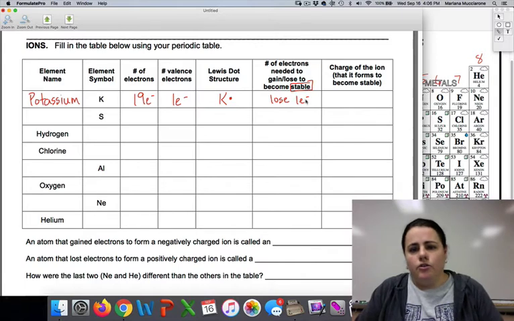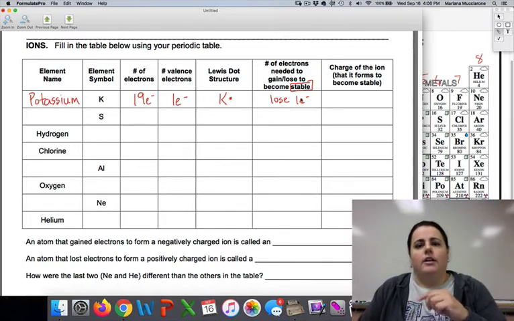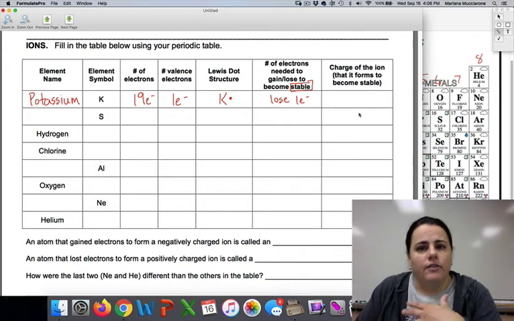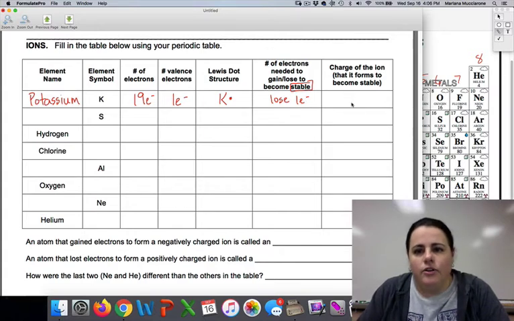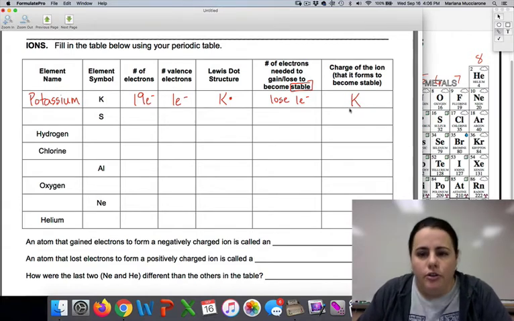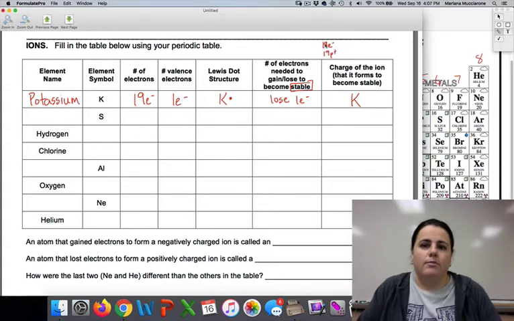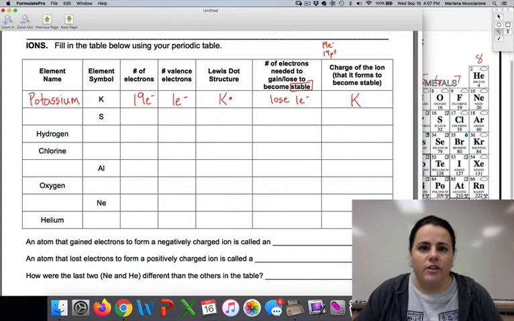Now, knowing that it's going to lose 1 and get rid of this electron, I need to know its charge. So you have to write down its charge. So if you lose 1 negative electron, you're going to lose a negative. And if you lose a negative, you become positive. So you're going to write the symbol, which is K for potassium. Now when you normally write K for potassium, it means neutral. So potassium would have 19 electrons and 19 protons, right? And 19 positives, 19 negatives, neutral, no charge. And that's why we write K, like we do over there.